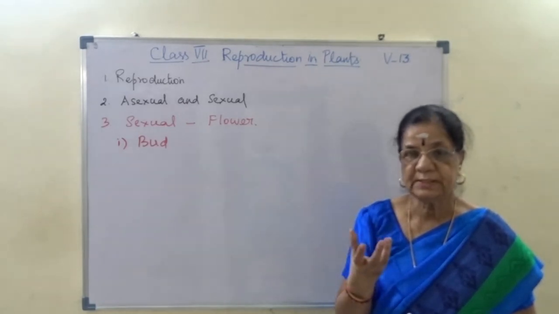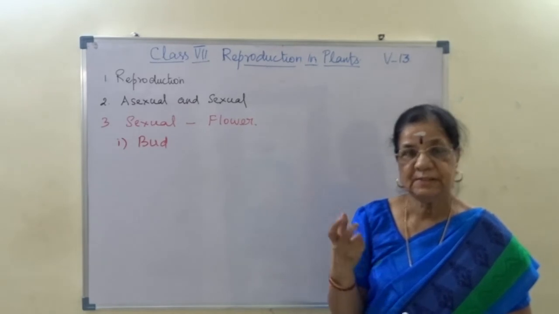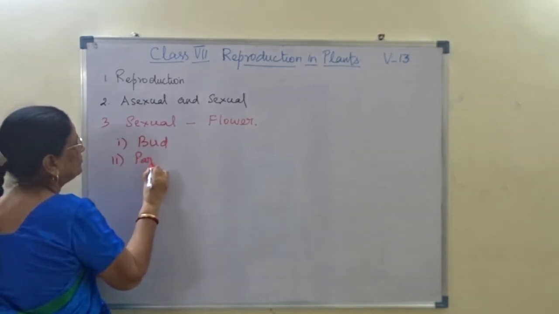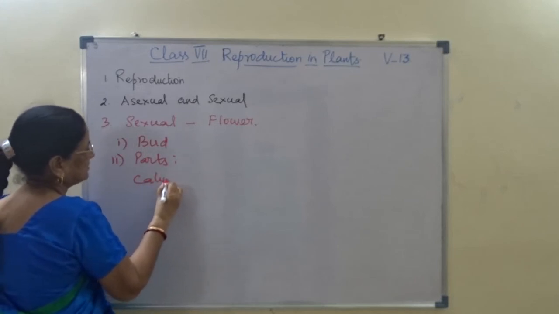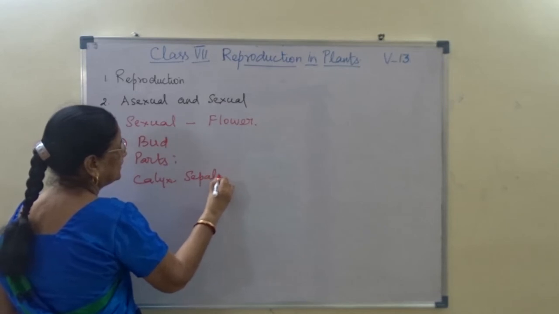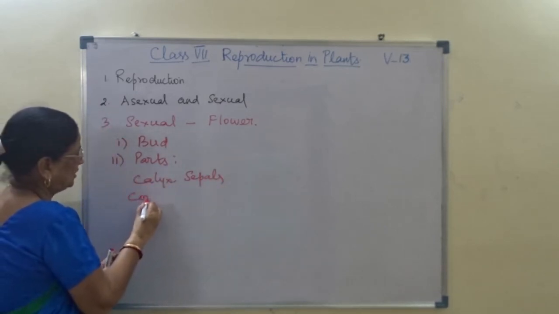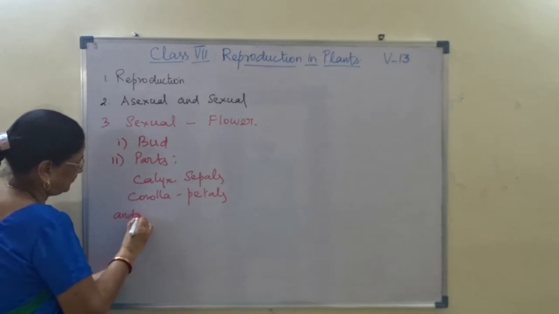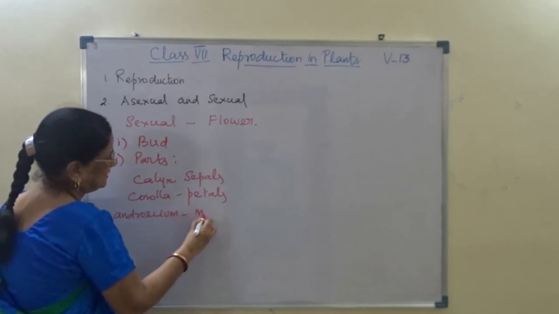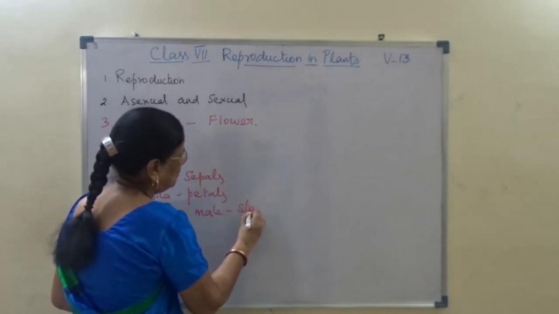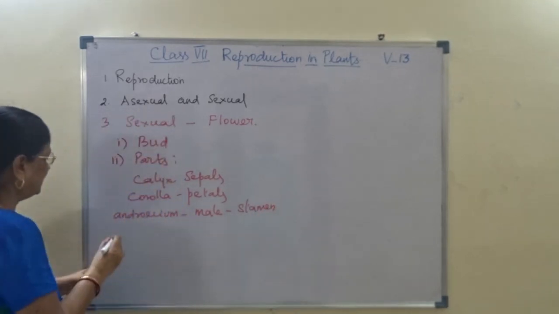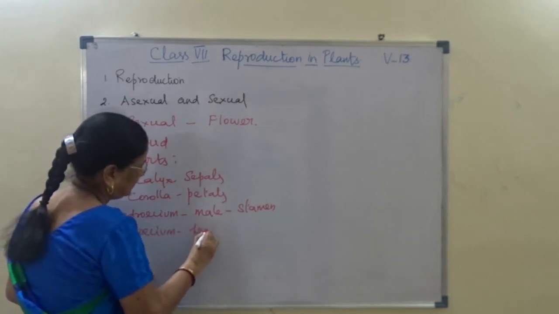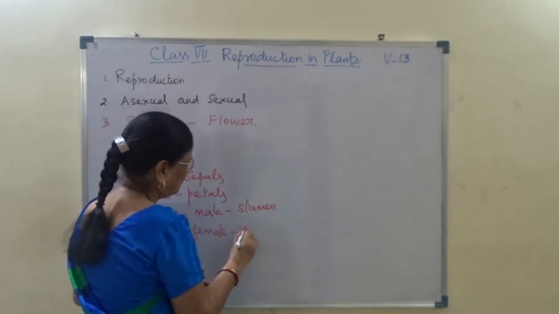Then when it blooms, it has the following parts of the flower. What are the parts of the flower? We should know the parts of the flower: calyx formed of sepals, corolla formed of petals, and androecium is the male part of the flower formed of stamens, and gynoecium is the female part of the flower formed of pistil.